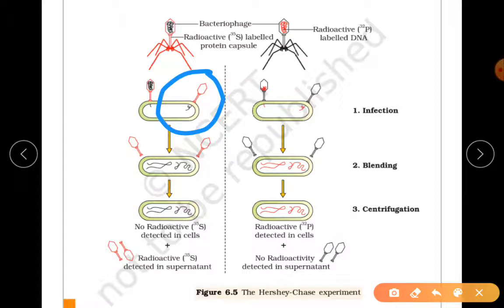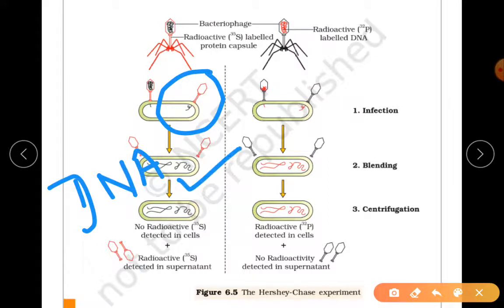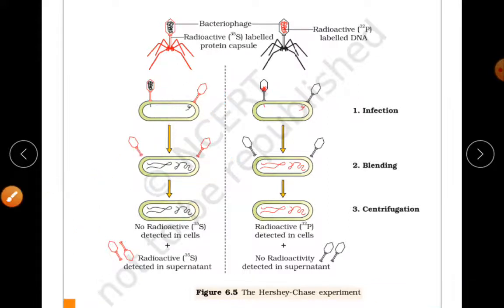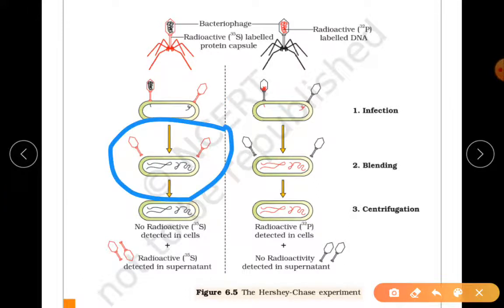We discussed earlier that for a retrovirus, it is RNA. Now we are preferably taking a DNA virus, that is your bacteriophage. Bacteriophages are DNA, and that is why we prefer them. They are molecularly studied, so DNA, and this is how the DNA gets multiplied.